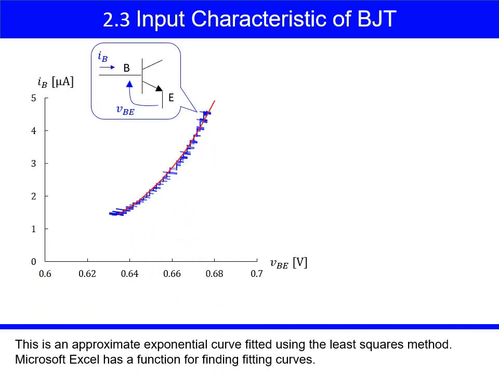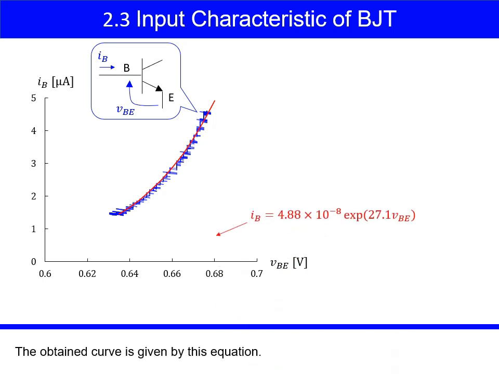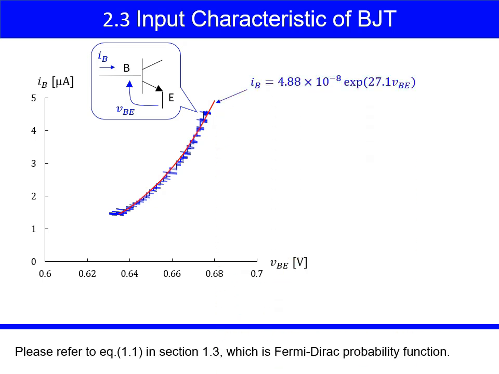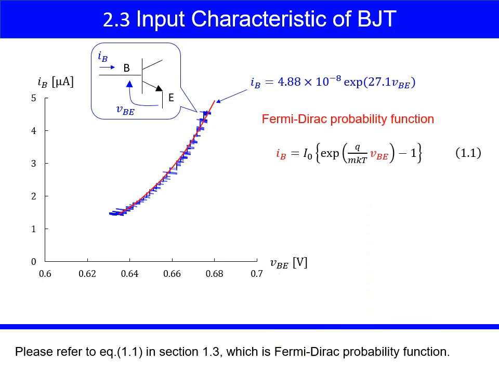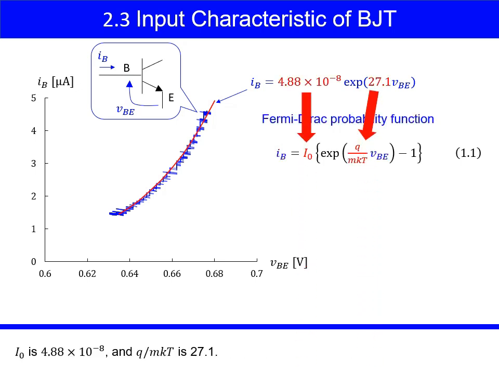This is an approximate exponential curve fitted using the least squares method. Microsoft Excel has a function for finding fitting curves. The obtained curve is given by this equation. Please refer to equation 1.1 in section 1.3, which is Fermi-Dirac probability function. I0 is 4.88 times 10 to the power of negative 8, and Q over MKT is 27.1.